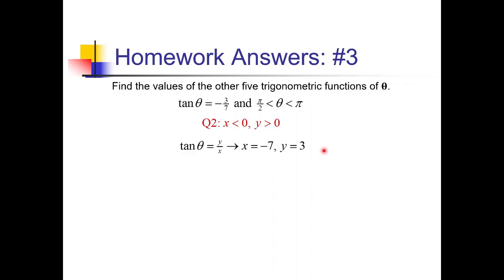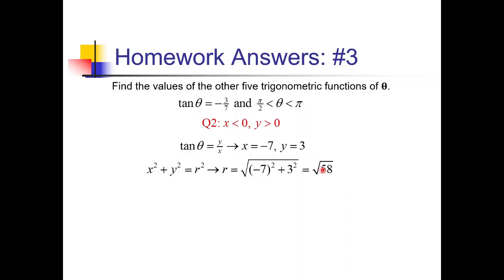So 3 for y. Now to get the r value, we're going to use our Pythagorean theorem, x squared plus y squared equals r squared. We've already got x and y, so we just have to plug those in. So negative 7 squared plus 3 squared, and then just square root both sides. So this is going to be 49 plus 9, which is 58 inside that square root. And I don't think there's any perfect squares that go into 58 other than 1. So we can't really do much else with that other than plug it in.